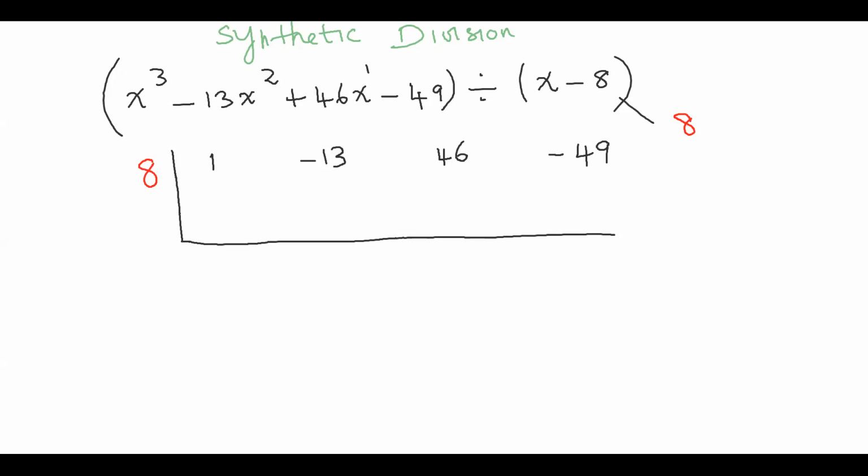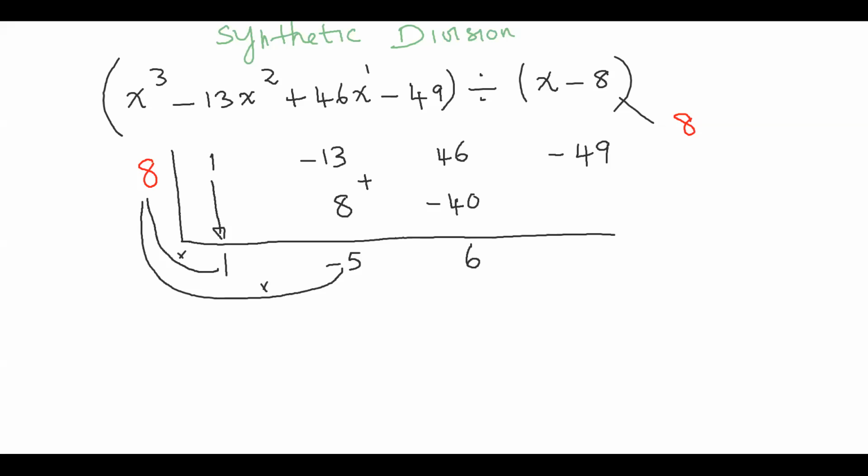So now I'm going to show you how to solve. So first step, you have to bring this number down always. And then we are going to multiply 1 times 8, which is 8. And then we add them together. Negative 13 plus 8 is negative 5. Again, you multiply negative 5 times 8. So we get negative 40. Now 46 minus 40 is 6.